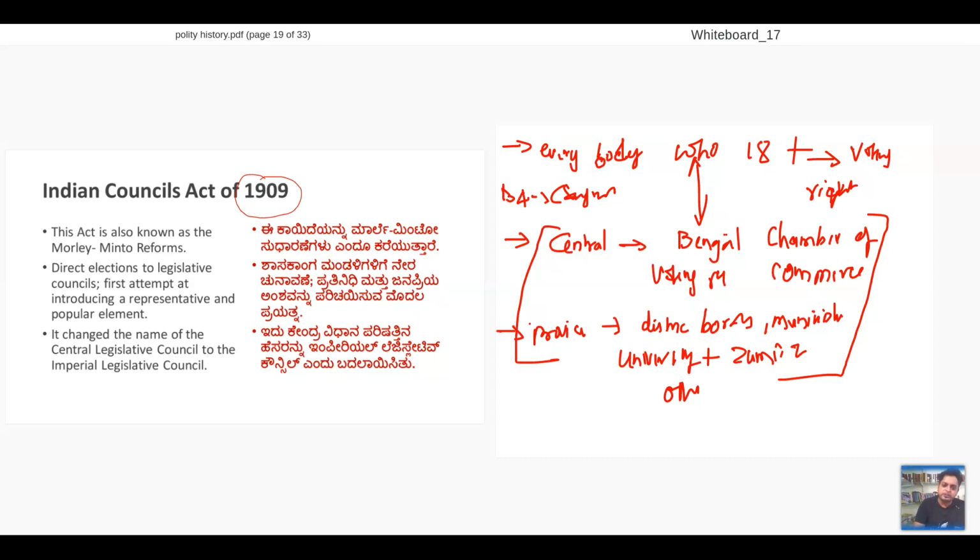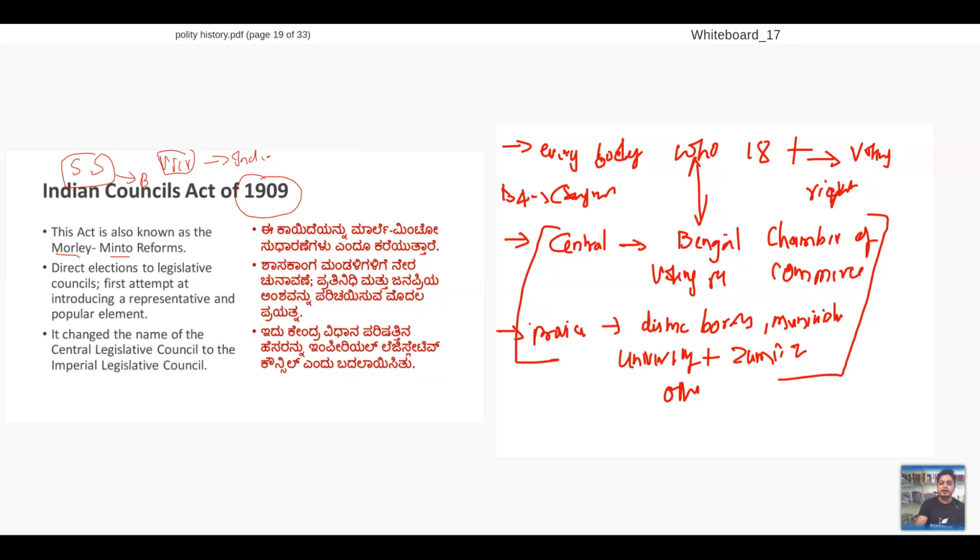I'll ask you a simple question. Who are these? These are the Secretary of State and the Viceroy. The Secretary of State will be in Britain, and the Viceroy will be in India. So who is the Secretary of State and who is the Viceroy? Anybody knows? So find out and tell me.